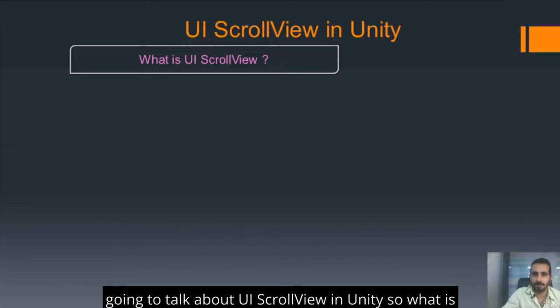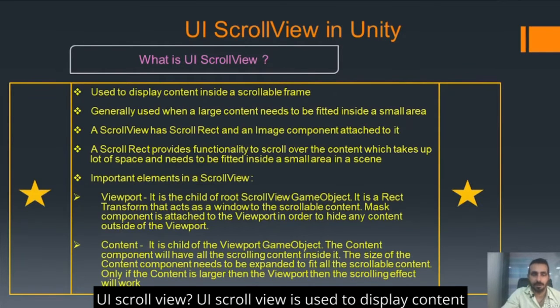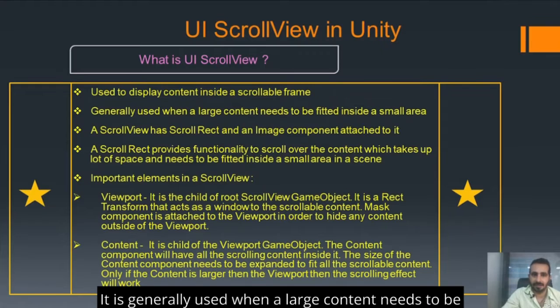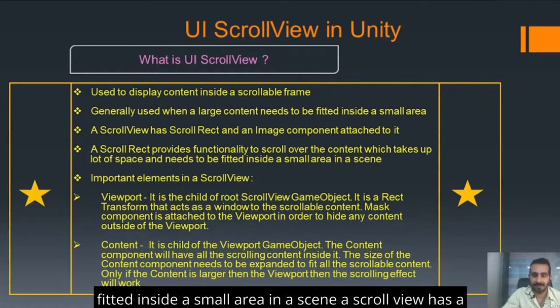We are going to talk about UI scroll view in Unity. So what is UI scroll view? UI scroll view is used to display content inside a scrollable frame. It is generally used when a large content needs to be fitted inside a small area in a scene.